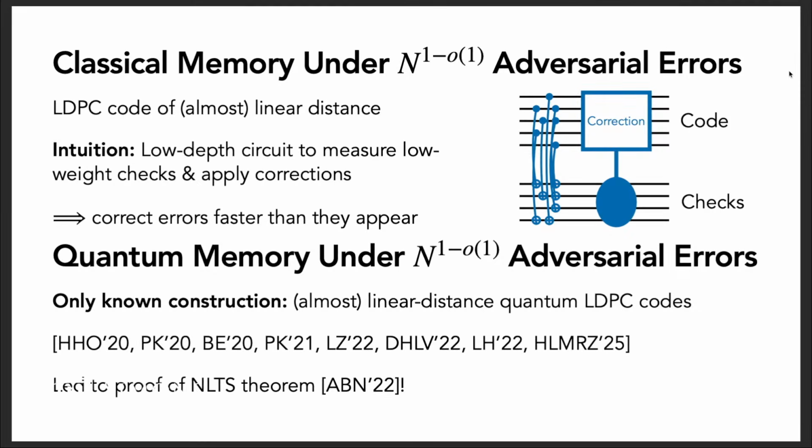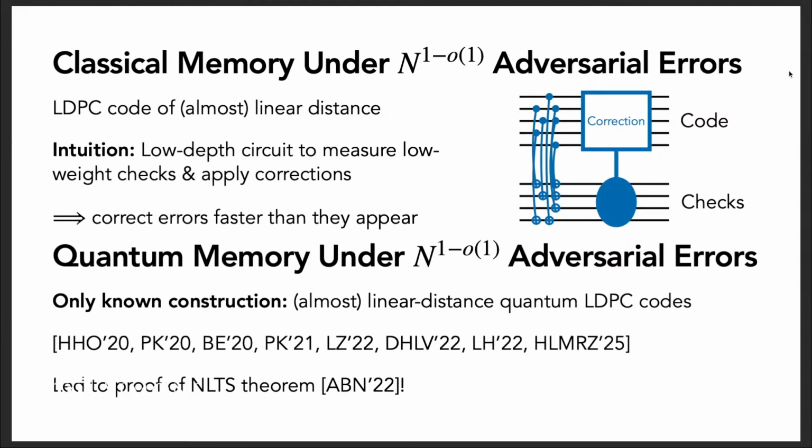And in an even more exciting development for the purpose of this talk, these linear distance quantum LDPC codes led to the proof of the NLTS theorem by Anurag, Nico, and Chinmay. And the NLTS theorem was one of the few stepping stones of quantum PCP that's actually been proven. So this is really indicating that these good quantum LDPC codes seem like exactly what we want. They give us this quantum memory that's resilient to a linear number of adversarial errors, and they led to NLTS.